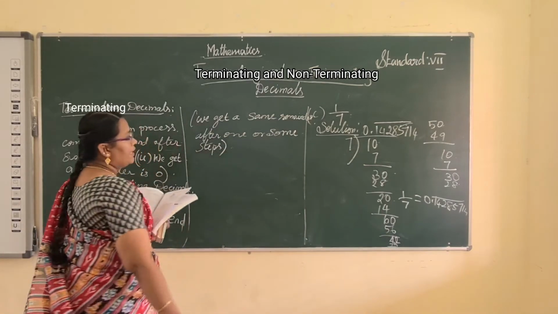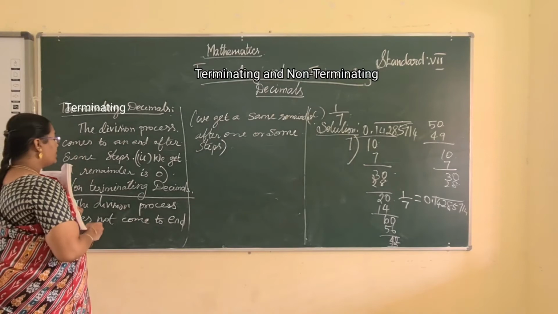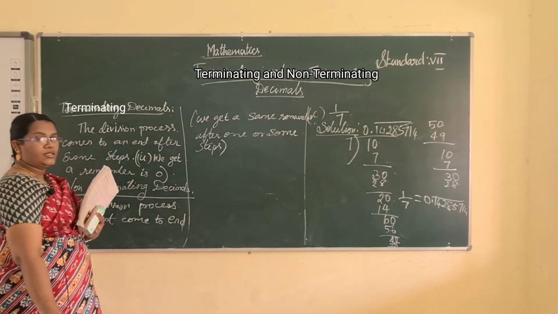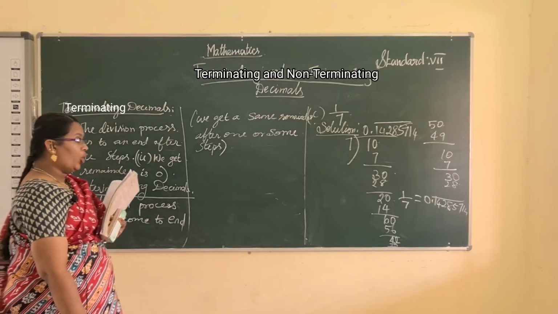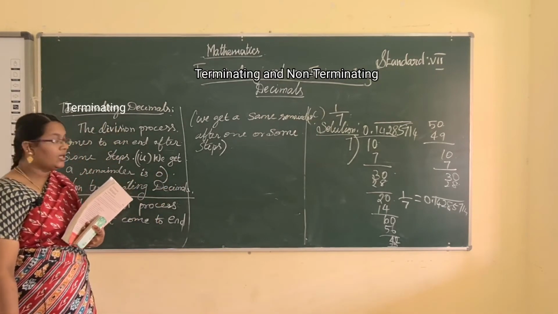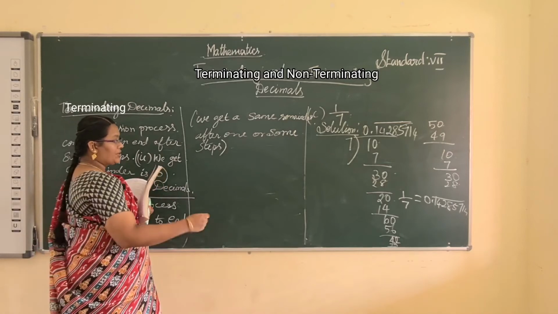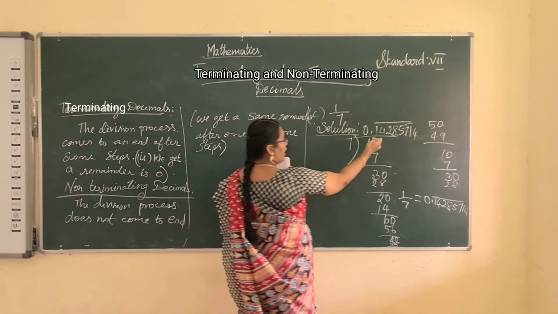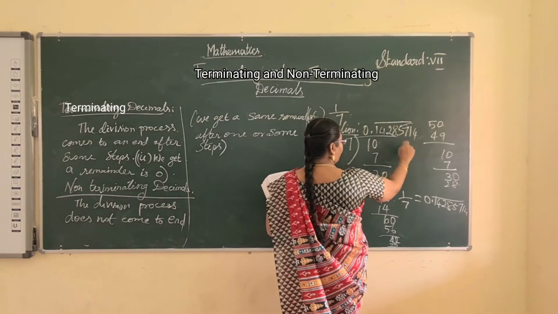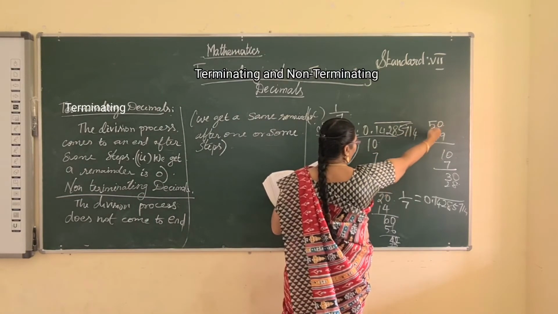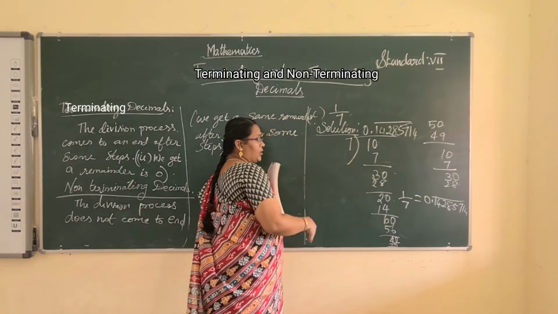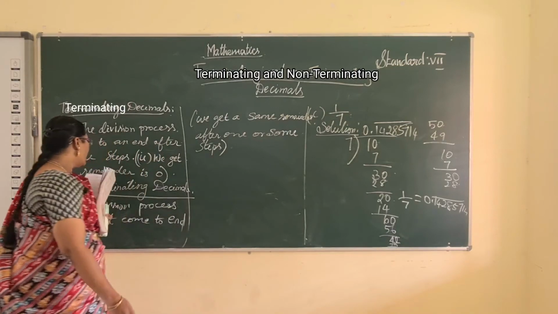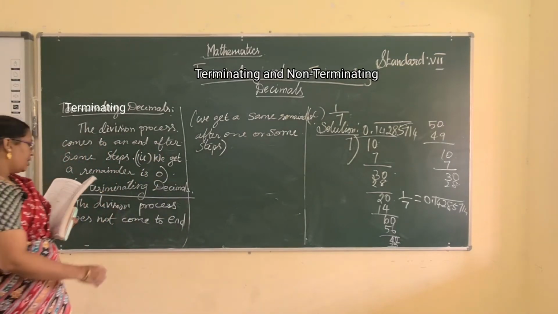Such a type of decimals are called non-terminating decimals or recurring decimals. Recurring means repeated. The process continues, 1428 57 after that starts again from 142857. So that process repeats continuously, going on infinitely. Okay, so that is called the non-terminating decimals.